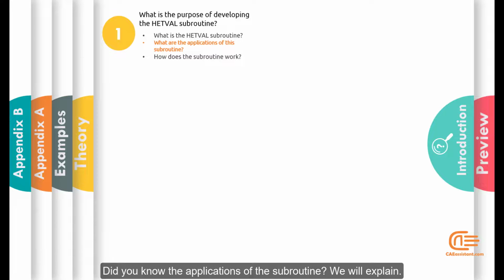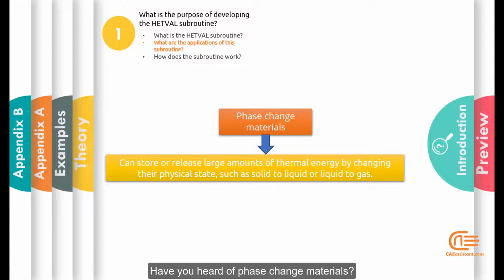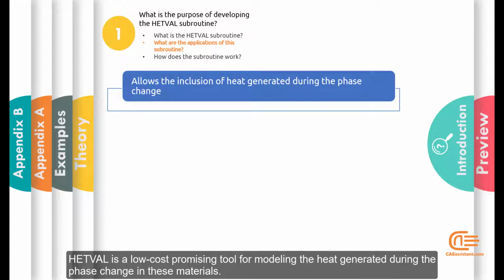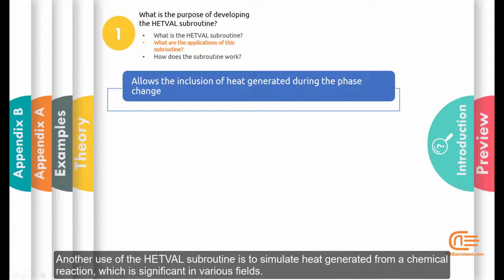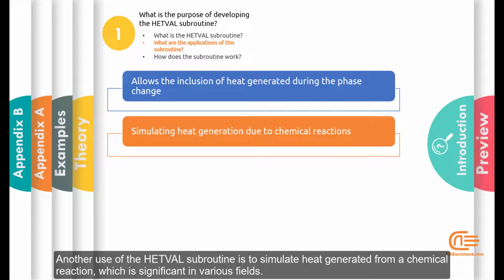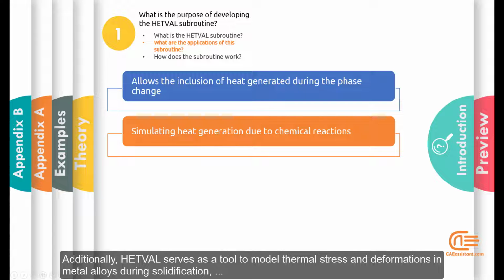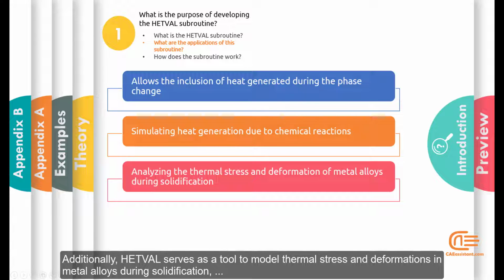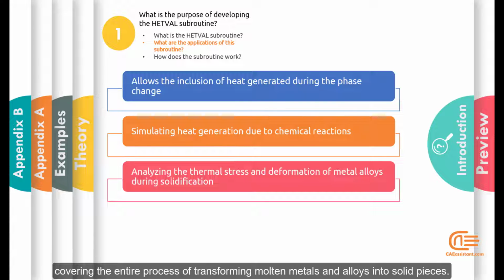Did you know the applications of the subroutine? We will explain. Have you heard of phase change materials? HETVAL is a low-cost, promising tool for modeling the heat generated during the phase change in these materials. Another use of the HETVAL subroutine is to simulate heat generated from a chemical reaction, which is significant in various fields. Additionally, HETVAL serves as a tool to model thermostress and deformations in metal alloys during solidification, covering the entire process of transforming molten metals and alloys into solid pieces.